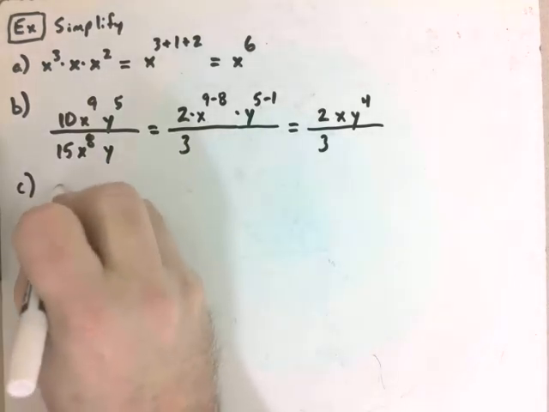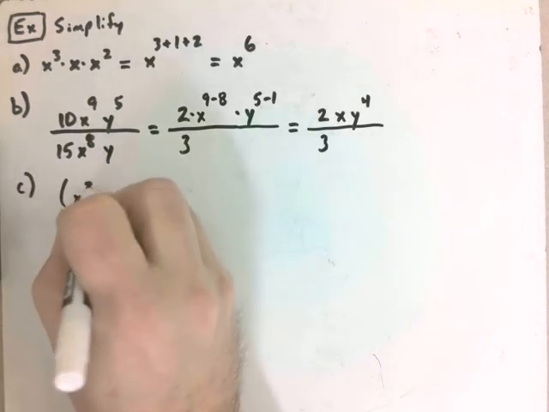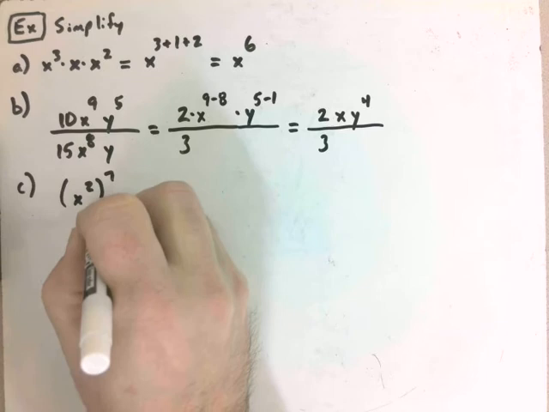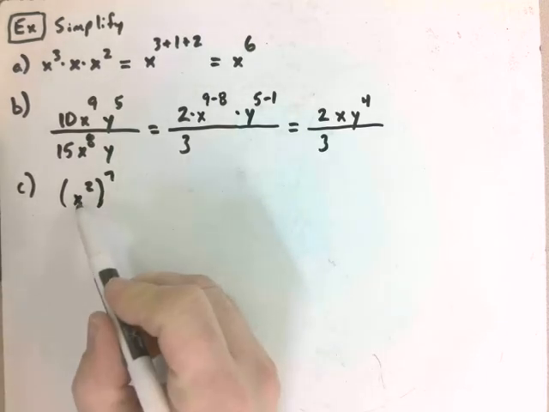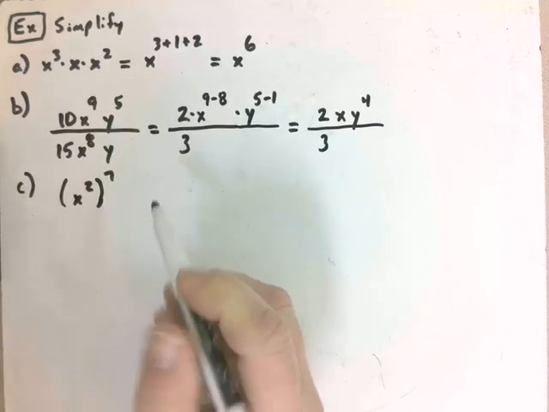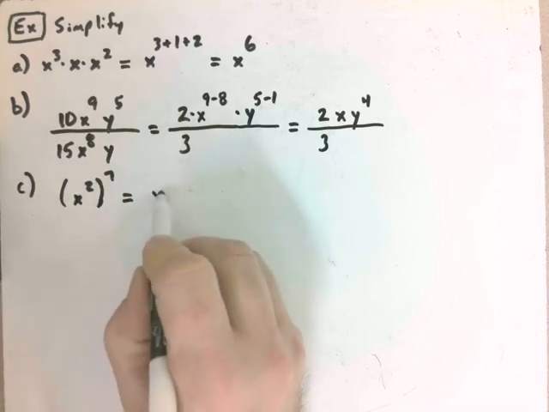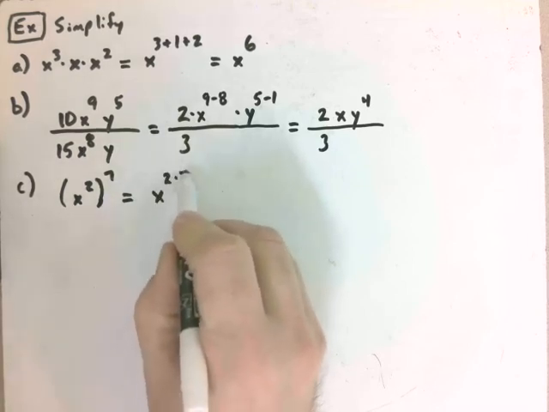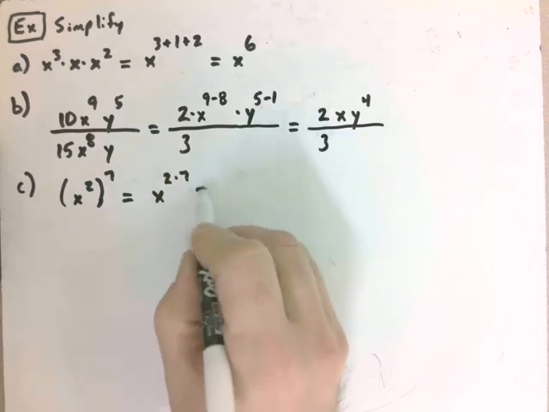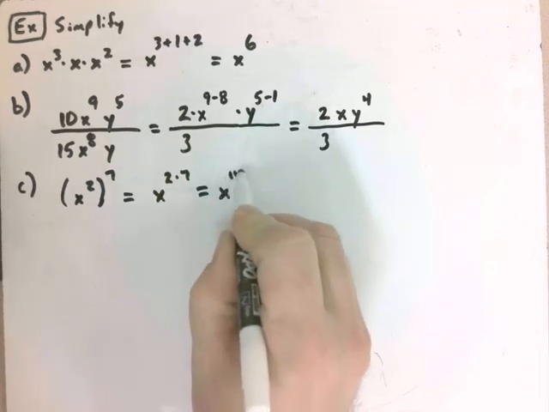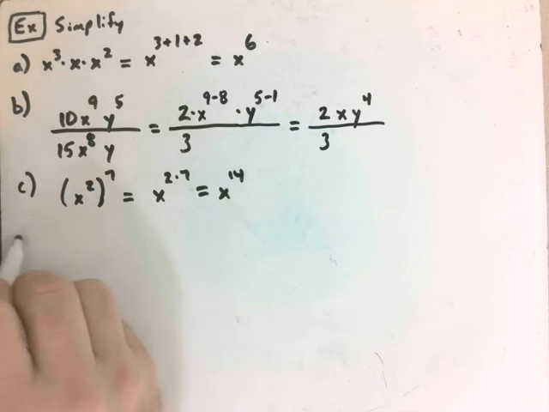For letter C, we'll get into our third property. Here we have a power that's raised to another power, and when you have a power raised to another power, the shortcut, the property, says that we can multiply those exponents together. So our final answer for that is an x to the 14th.